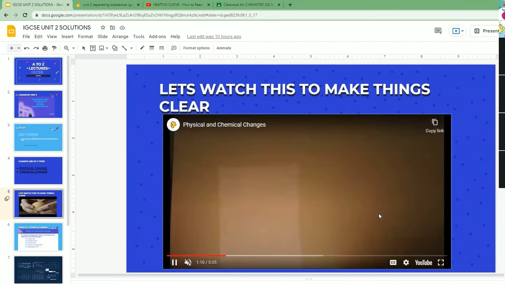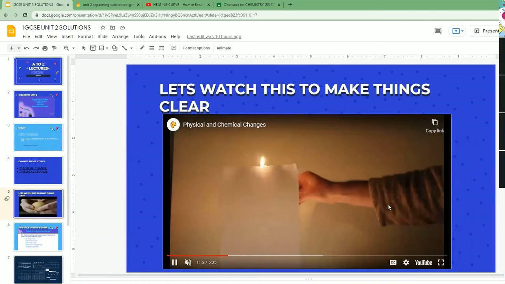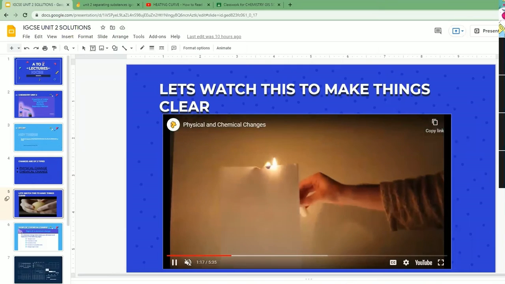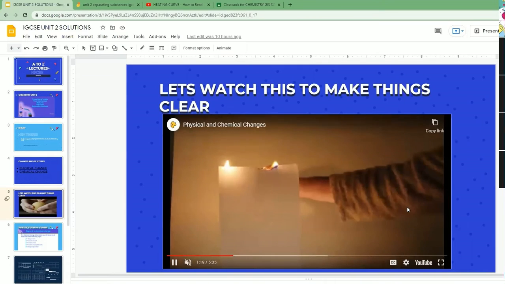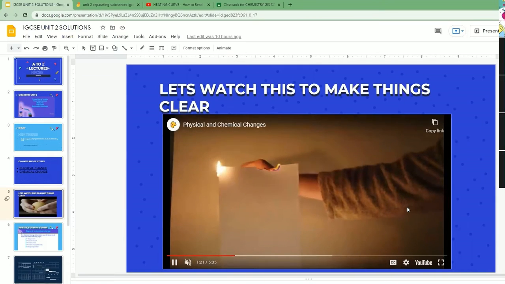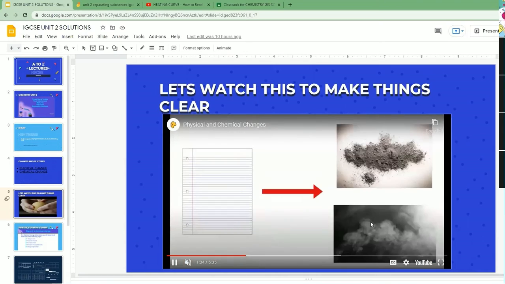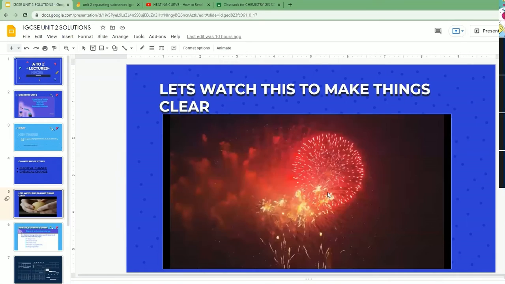Let's see, again a piece of paper, and now I say you burn that piece of paper. Do you think it will still remain a paper? No. It will change into ashes. Exactly, that paper is converted to ashes and gas. So this paper completely changed its form. Now it is something else. This type of change is a chemical change.